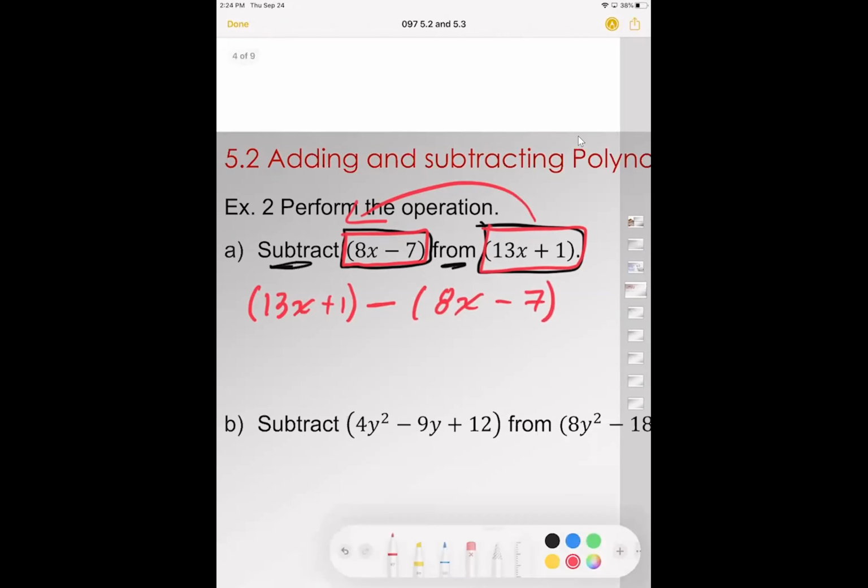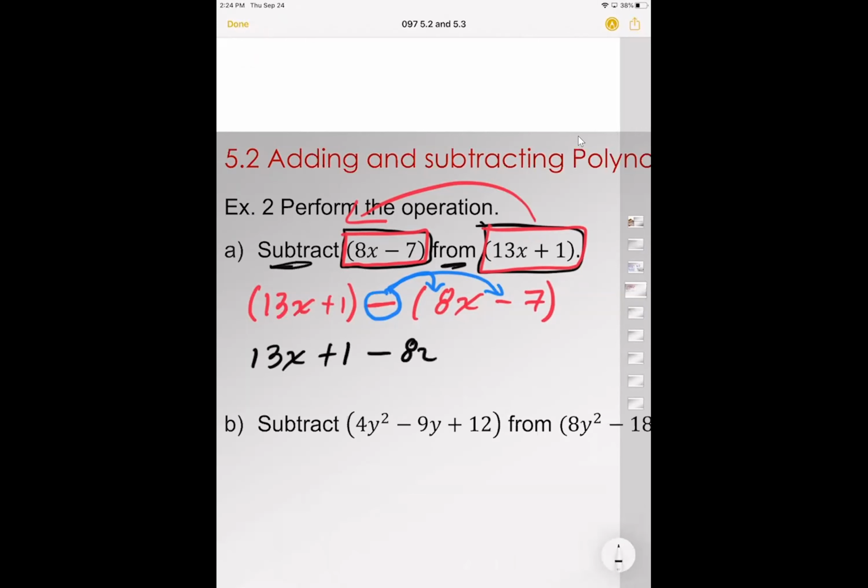Because once you have that, the difference is because of this subtraction, or because of this operation of a negative, we need to change the sign. And if you change the sign, you can see that my problem will be 13x plus 1 minus ax plus 7, because a positive becomes a negative, and a negative becomes a positive. Negative, negative, positive.